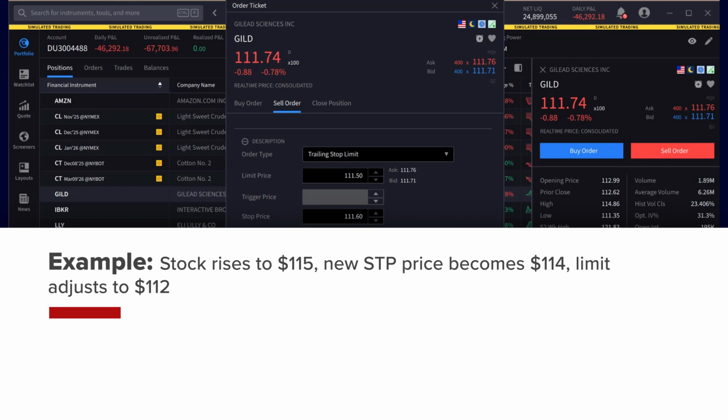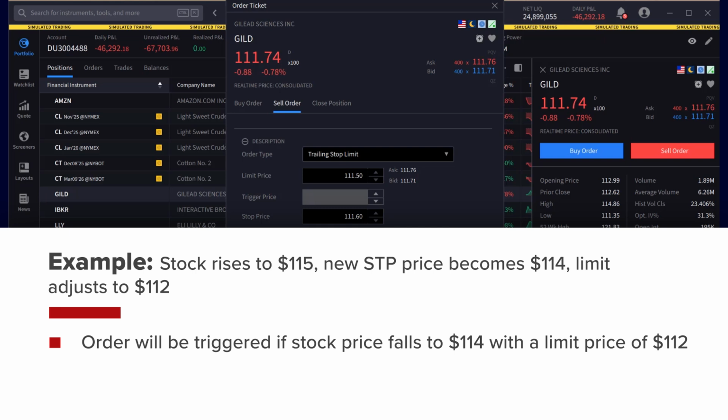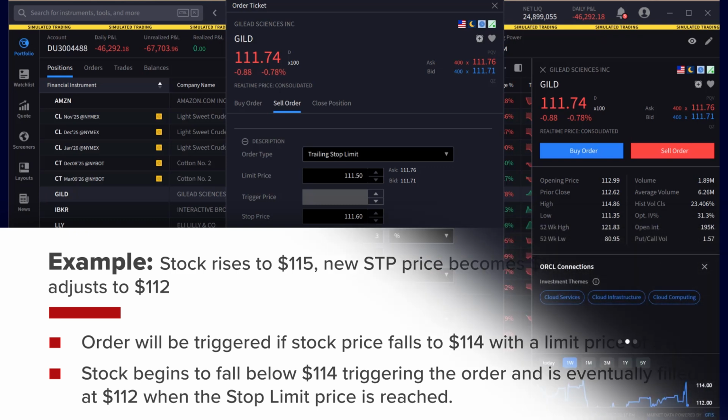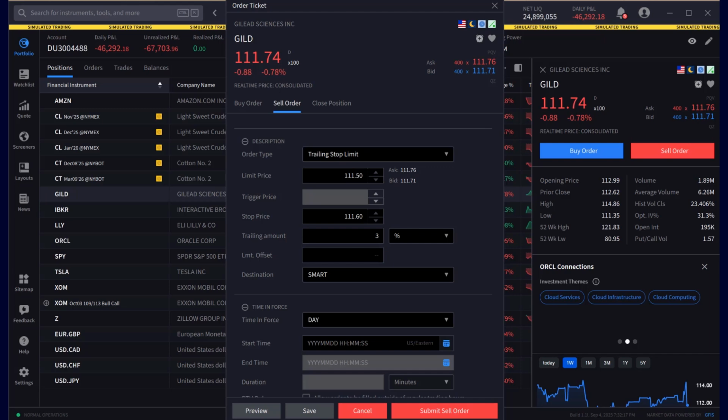The stock rises to $115. The new stop price becomes $114 and the limit will adjust to $112. The order will be triggered if the stop price falls to $114 with a limit price of $112. The stock then begins to fall below $114, triggering the order, and is eventually filled at $112 when the stop limit price is reached. Example 2.